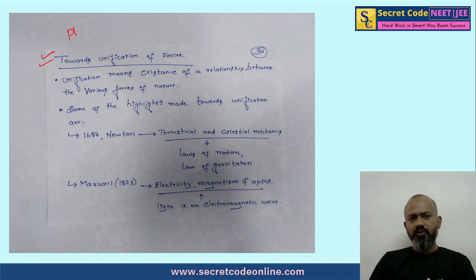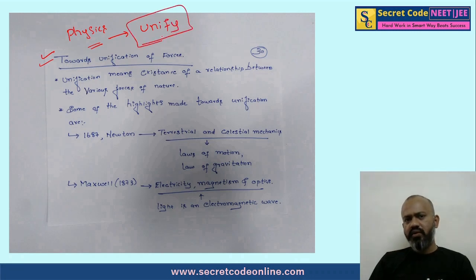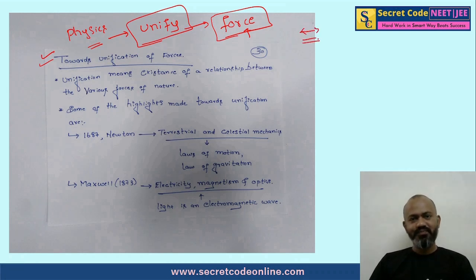See, in physics, scientists are more concerned about how they want to unify. They are more concerned about unifying different natural forces. That is the principal thrust in physics. Scientists are concerned about this unification. They want to know the relation between different forces in nature. Towards that, many people have succeeded. We will list one by one.